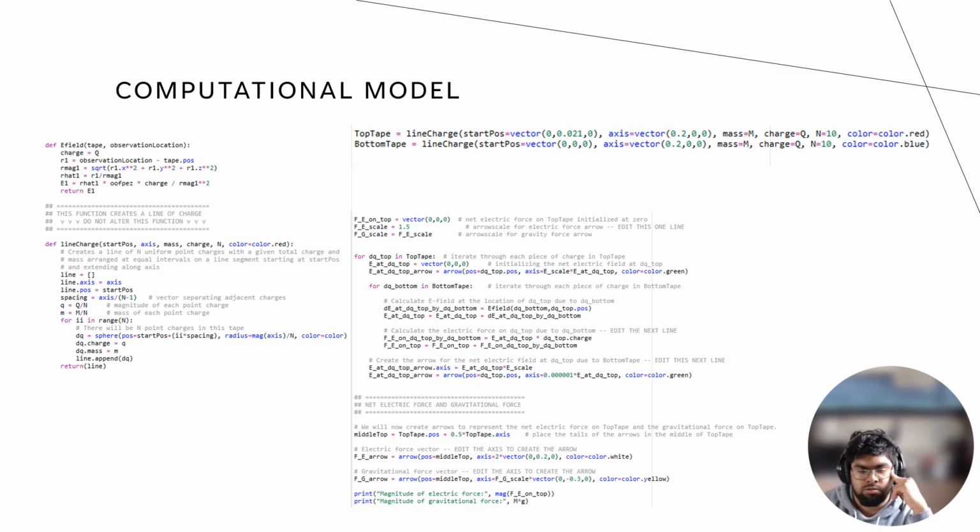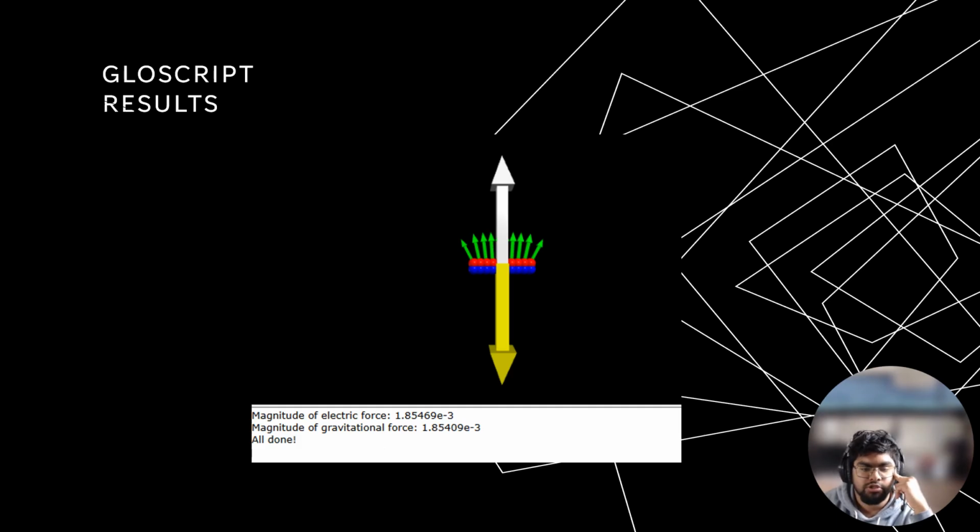And then, yeah, here are the GlowScript results. So as you can see, the electric force and the gravitational force are pretty much equal. And then here in green, you can see all of the individual point charges' electric fields.